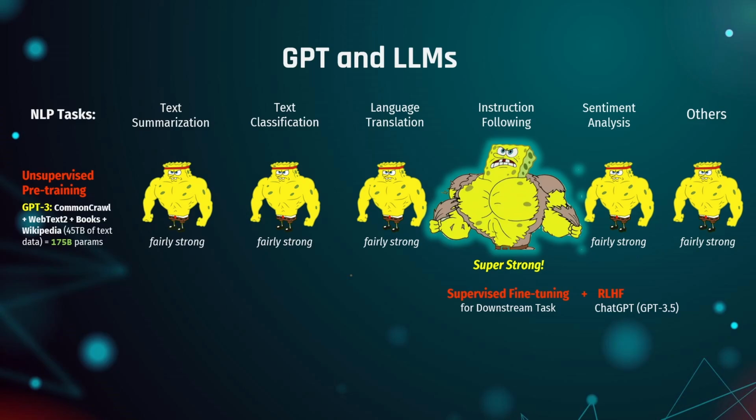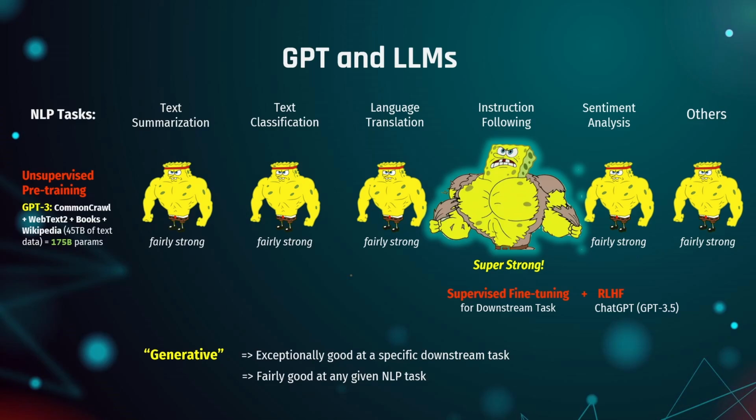Okay, and finally we also learned the word generative, or generative pre-training, which meant that although my model is exceptionally good at a specific downstream task, it is still fairly good at any given NLP task.